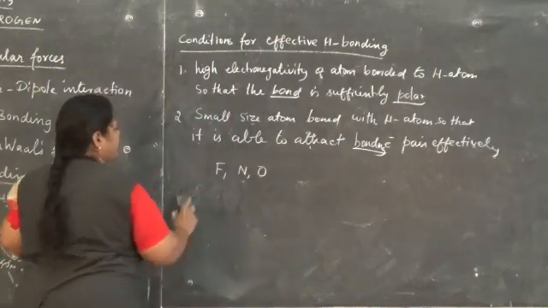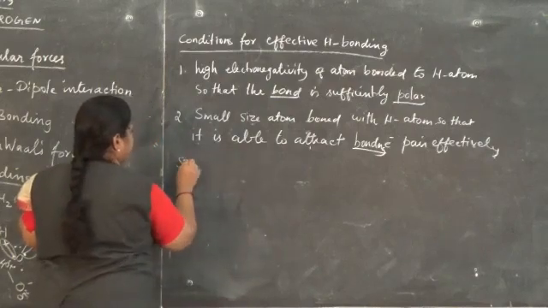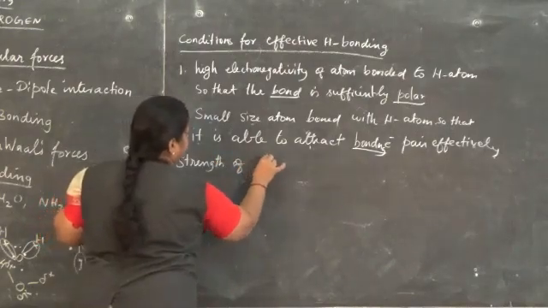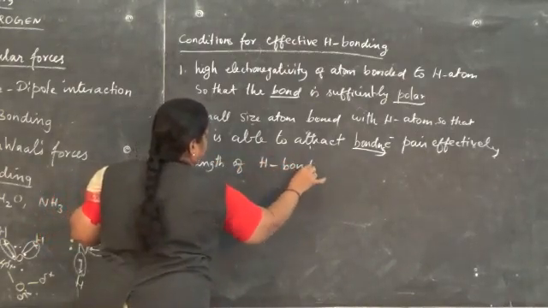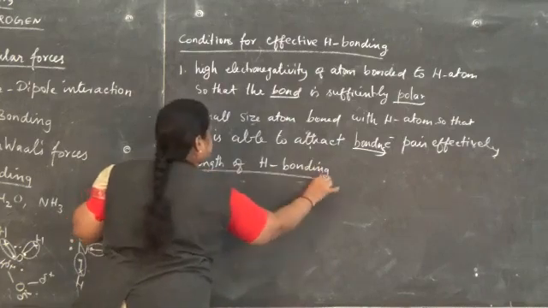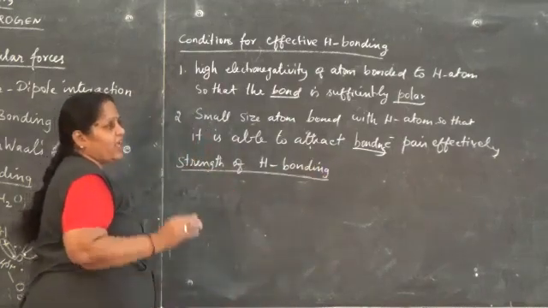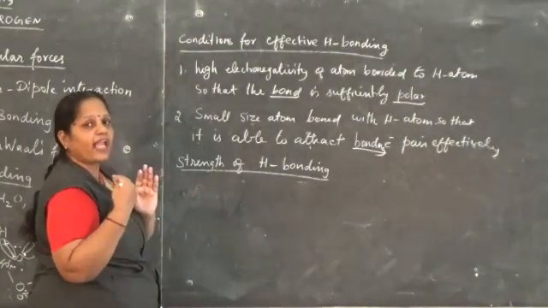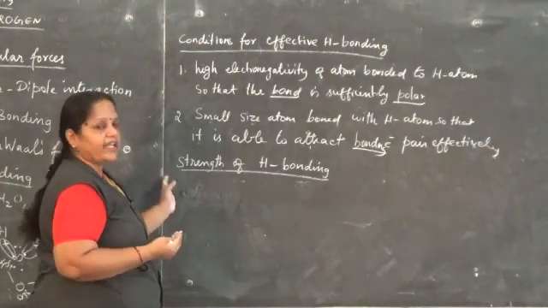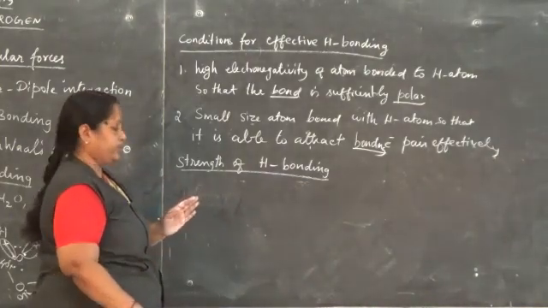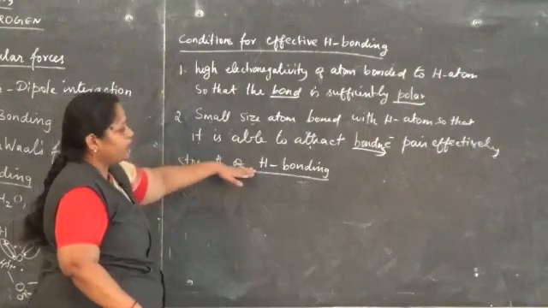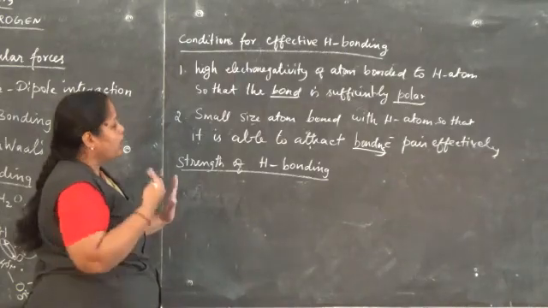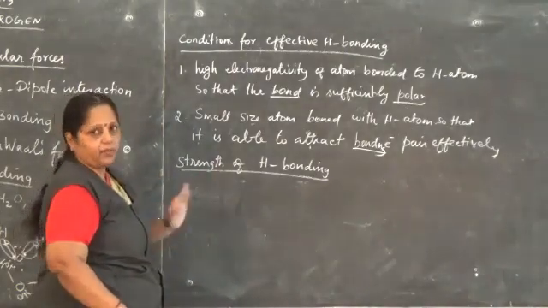Now, next we discuss the strength of hydrogen bonding. Next heading is strength of hydrogen bonding. Hydrogen bonding is a weak force only, that is, it is an electrostatic force, not a strong chemical bond like an ionic bond, covalent bond and coordinate bond. The strength of hydrogen bond depends upon the highly electronegative atom to which the hydrogen atom is covalently bonded.